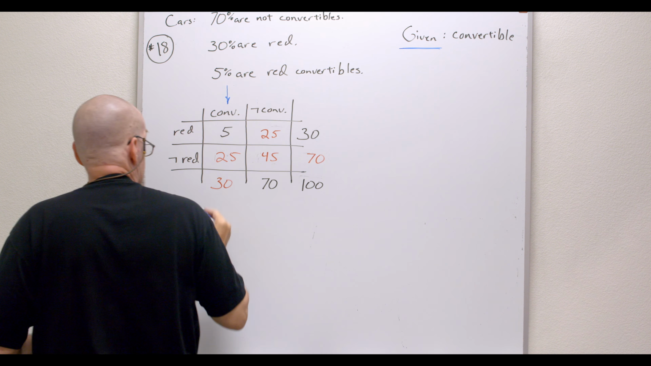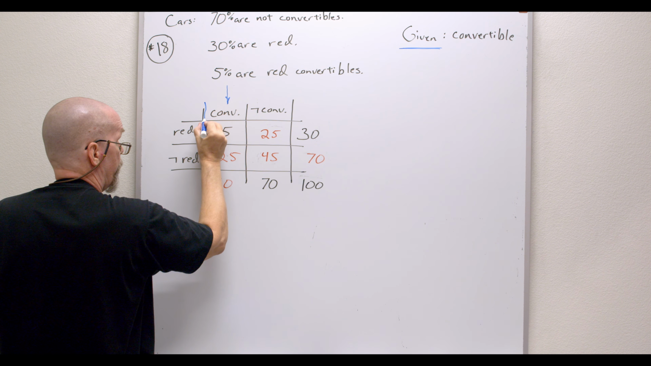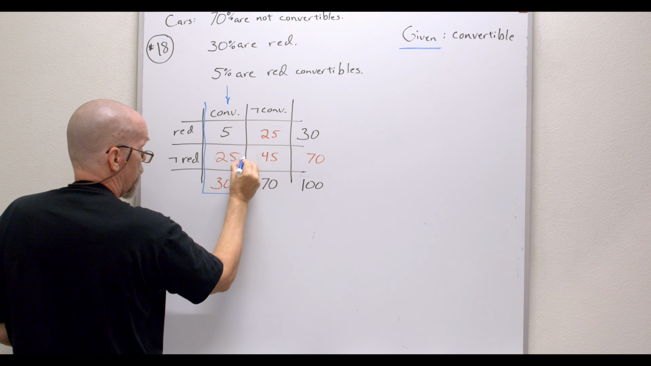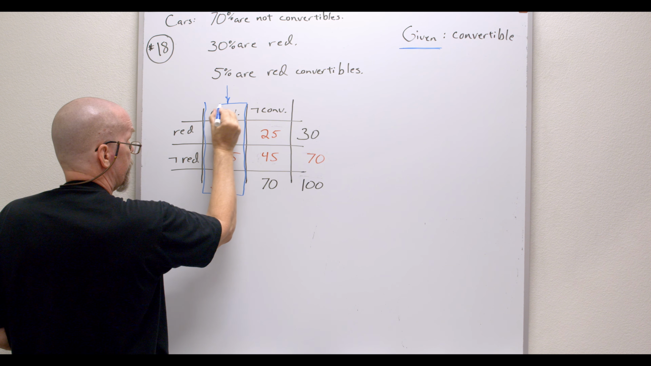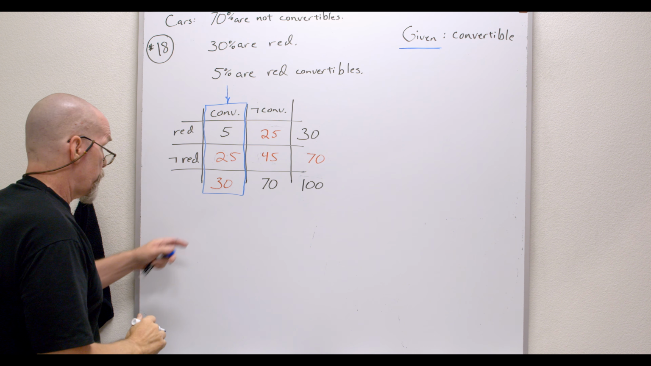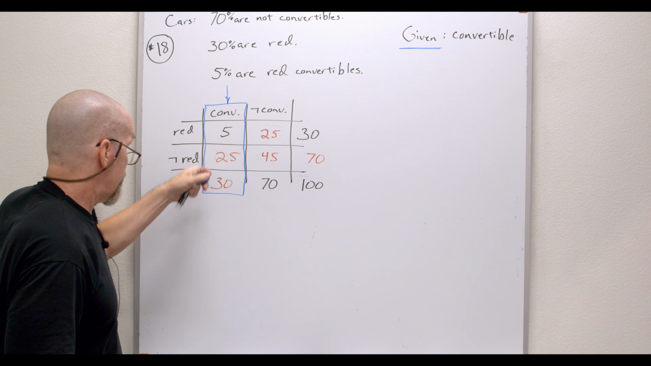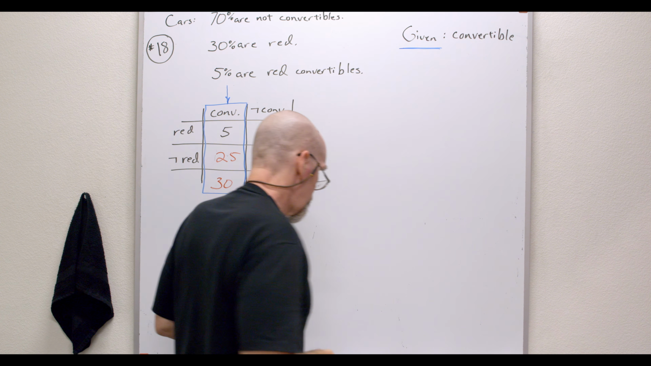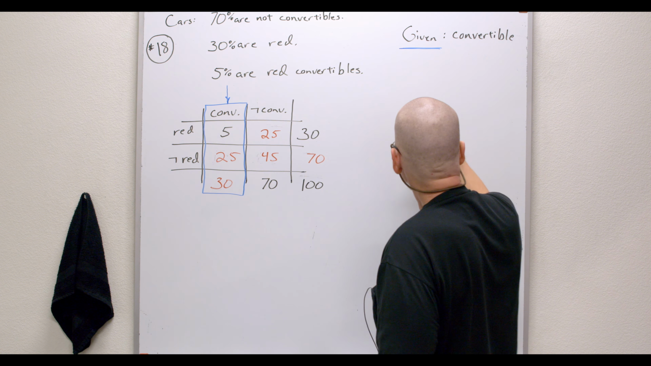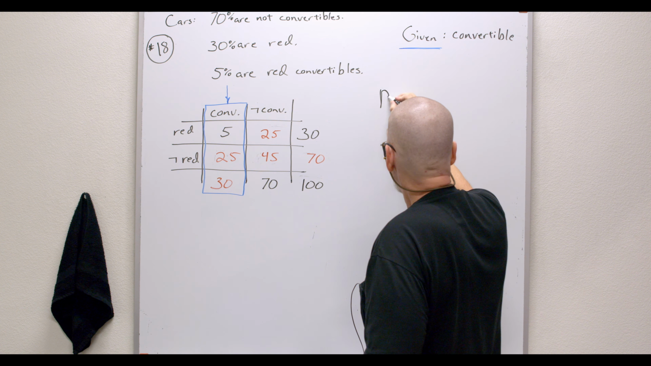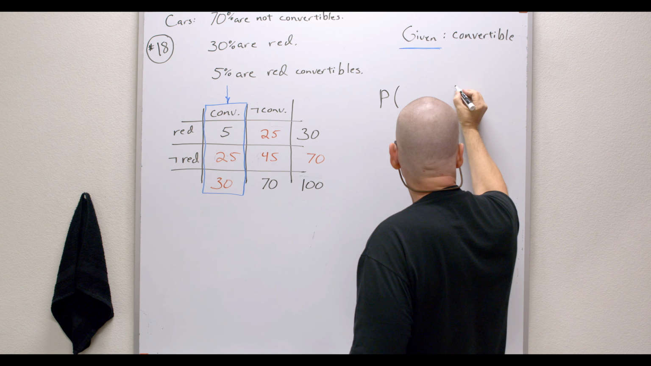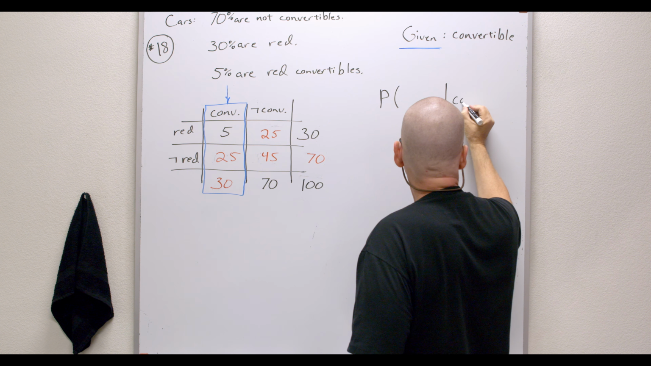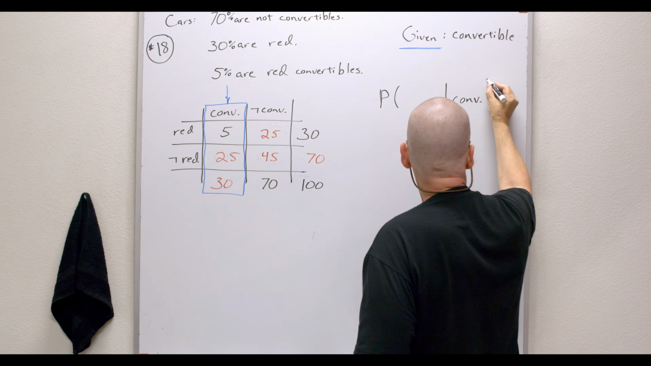So the easiest way is not to do the math formulas. I will show you the formulaic approach too, but the easiest way is to say, I know I'm in this column, so we have 30 total, 5 of which are red, 25 are not red. We know we're there because we were given that it's a convertible. The way we'd write this, we'd say probability of something. They always do a vertical line and then write convertible after it, and abbreviate.